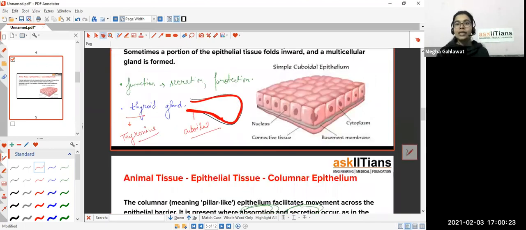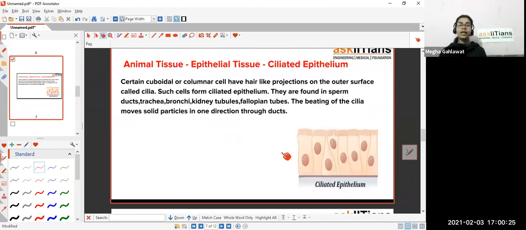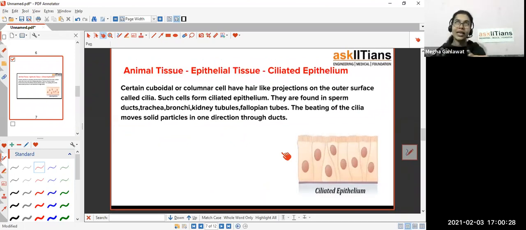Ciliated epithelium. Okay, see, ciliated epithelium is basically the cuboidal or the columnar epithelium. The only difference is that it has cilia, which are like hair-like growths or hair-like projections or hair-like outgrowths which are present on the body, and they help in the movement of substances from one place to another. Okay, now I'll draw a very simple diagram here for you people.